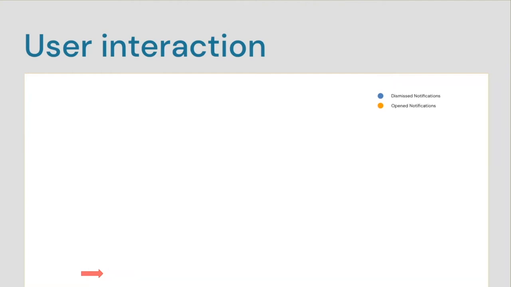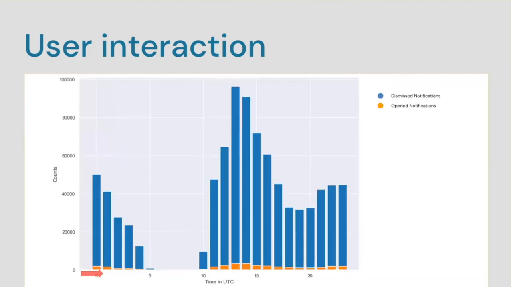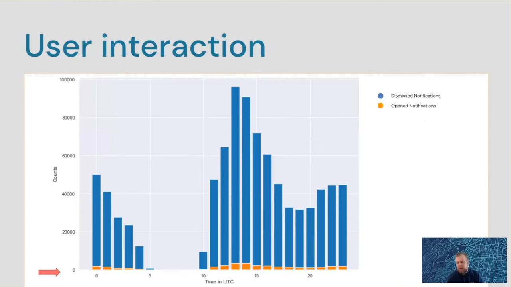So can you go to the next slide? This is a simplification of the previous graph, which is showing you the hours of the day and the count of the dismissed notifications. So the orange ones are the open notifications, which are actually used, and the other ones are the dismissed notifications. Here you see, in the first wave, this is the rush hour when the people go to work. This is the midday, and this is the second wave. So you see that there's a huge difference between the open and dismissed notifications, and that is something we have to take a closer look at.